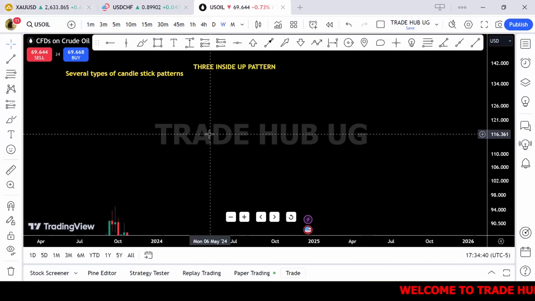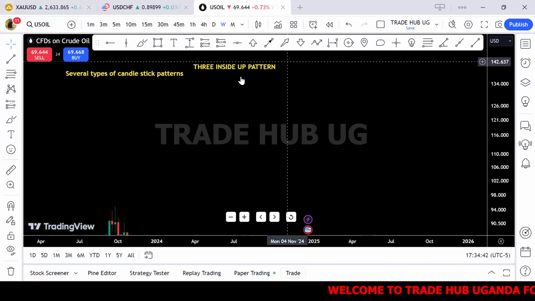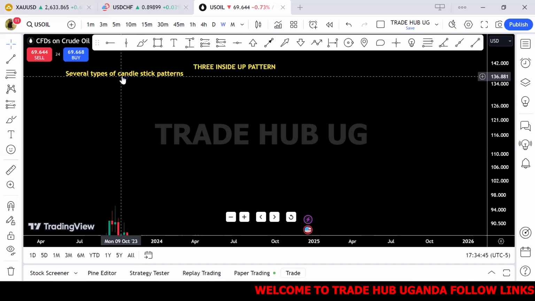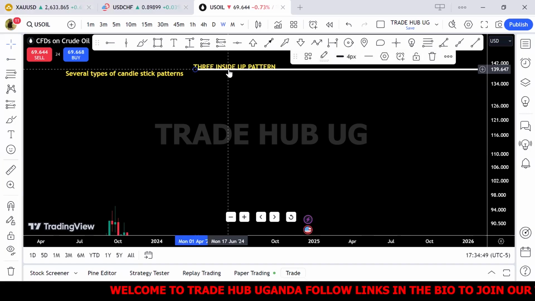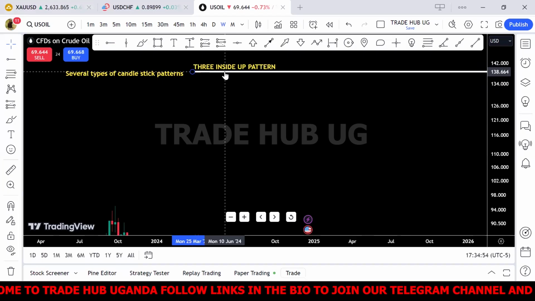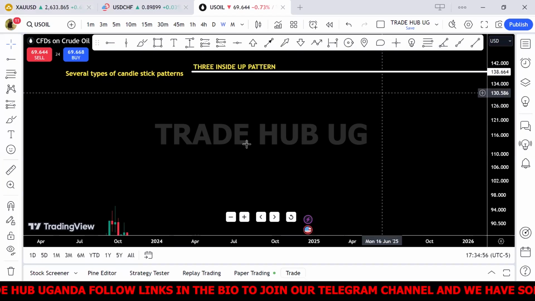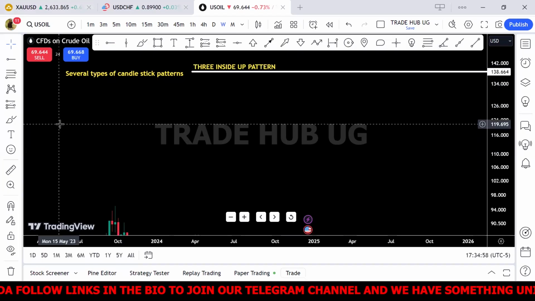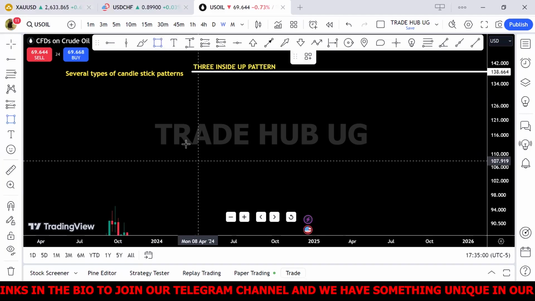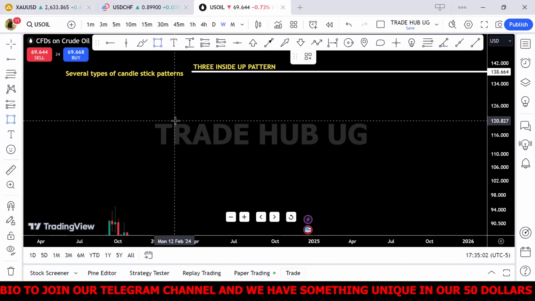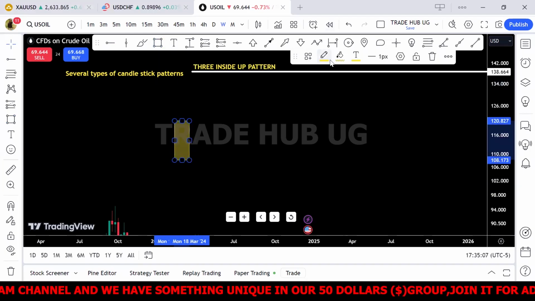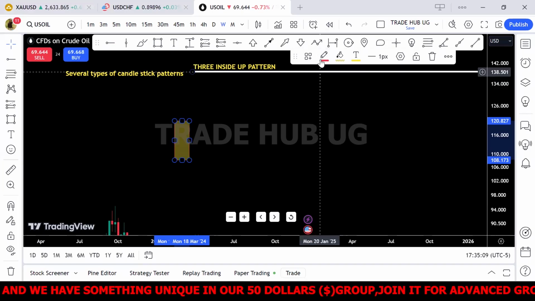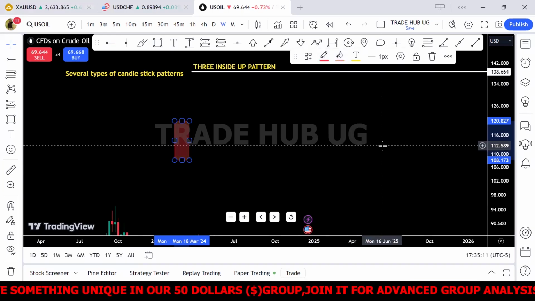Now, the three inside up candlestick pattern. I think it's really rare for someone who has not paid much attention to it. But to someone who is serious, it always happens daily in the market.